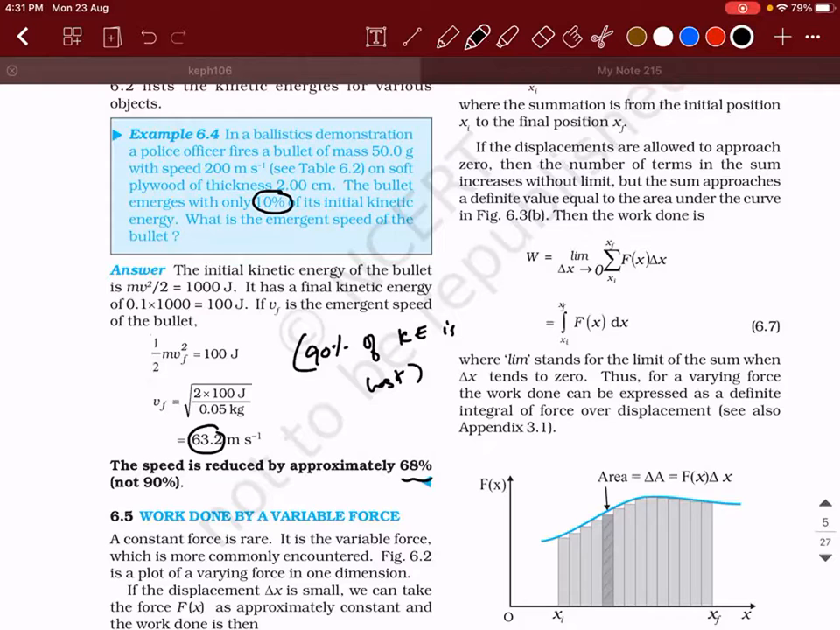Like how Raghav told, he told that kinetic energy is directly proportional to velocity, right? But actually it is proportional to velocity square. So the mistake that will happen is, if I give the same question as an optional question and I say the decrease in velocity is 90%, most of them will tick that. But what is the actual decrease in velocity? The velocity has come from 200 to 63.2, correct?